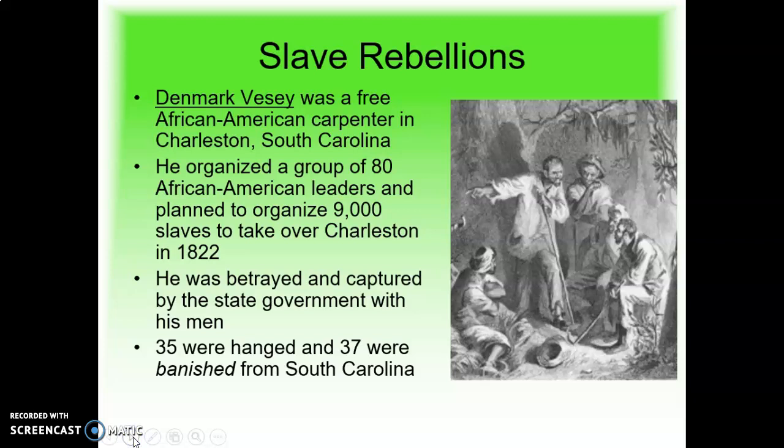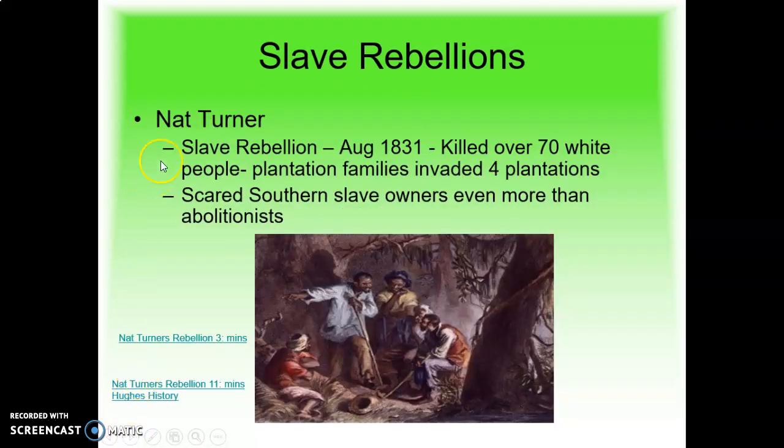So, slave rebellions. Denmark Vesey was a freed African-American carpenter in Charleston, South Carolina, and as you see, he organizes a group of 80 African-American leaders and planned and organized 9,000 slaves to take over Charleston in 1822. What led to his downfall is he's betrayed, he's captured by the state government with his men. 35 men were hanged, including himself, and 37 were banished from South Carolina, so that means they could never come back. With Nat Turner, we'll pick up Nat Turner in part 3.